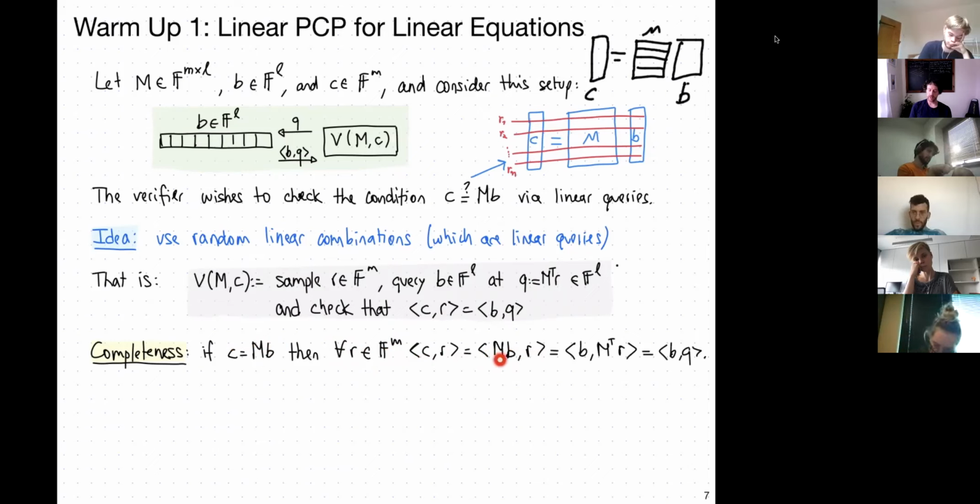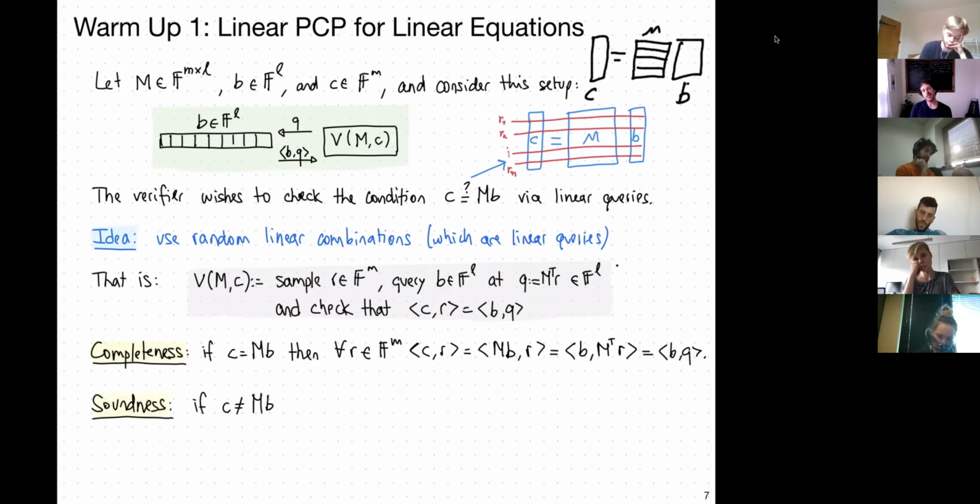And now I can always change the order of a linear product by transposing the matrix. So this is just the simple identity. And that is exactly B times Q, because that's exactly the way that we defined this combination, right? So in fact, we immediately check that this condition holds.